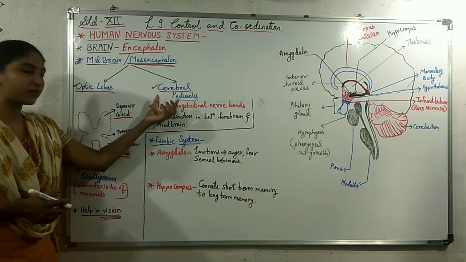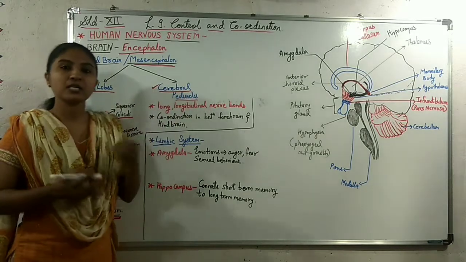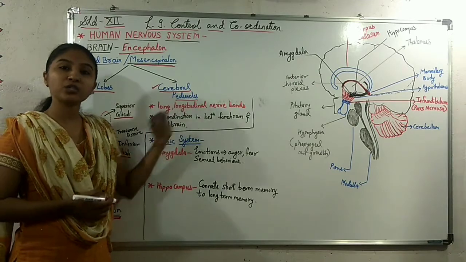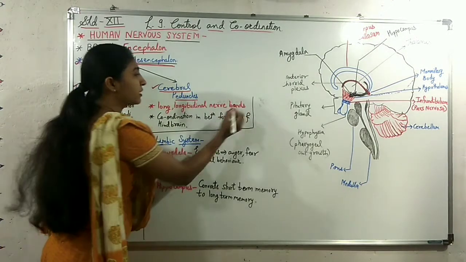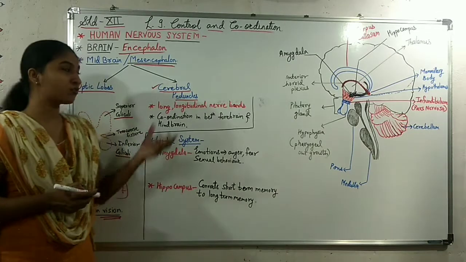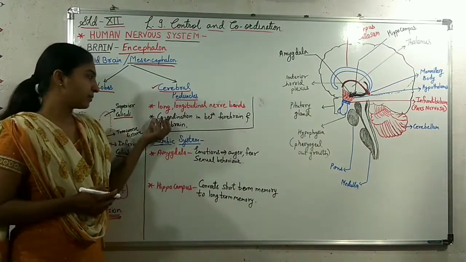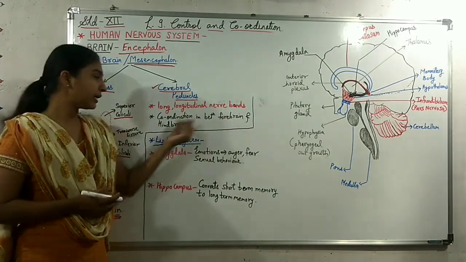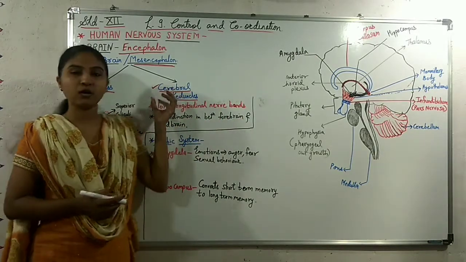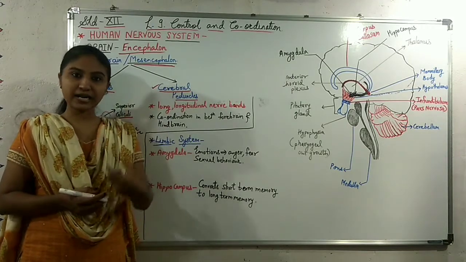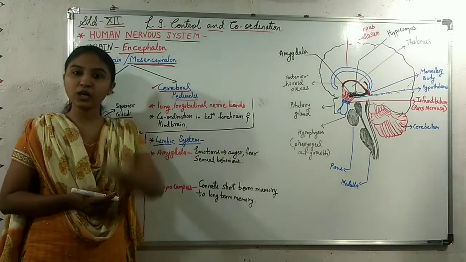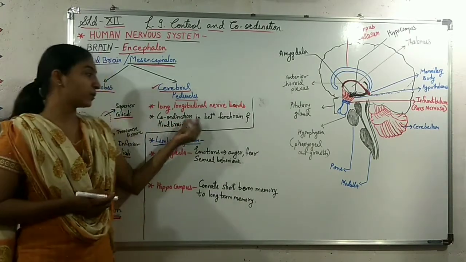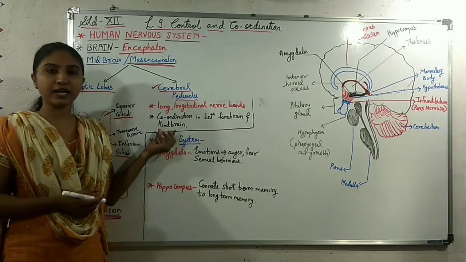The second part that we will see is the cerebral peduncles. Cerebral peduncles are long, longitudinal nerve bands or nerve fibers, and their function is coordination between the forebrain and the hindbrain. They are band-like structures, and they are the connection between the forebrain and the hindbrain.